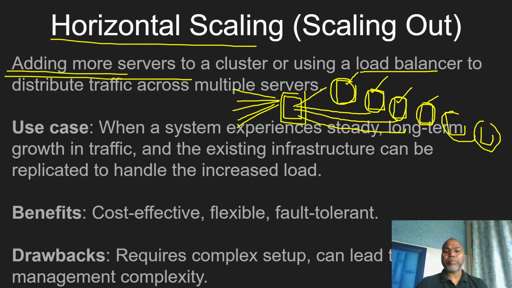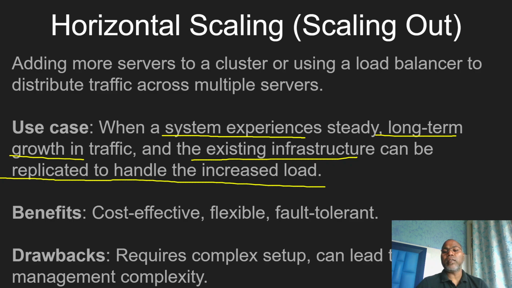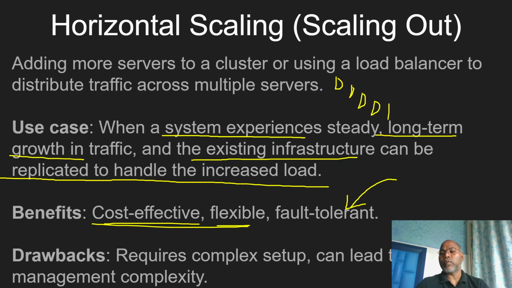The use case: when the system experiences long-term growth in traffic and the existing infrastructure can be replicated to handle the increase. Whatever the existing server is, you make a new copy. And these are the benefits: cost effectiveness, flexibility, and fault tolerance. You may have created multiple servers, and your API gateway and load balancer route the requests.